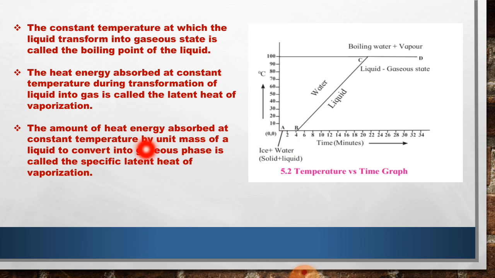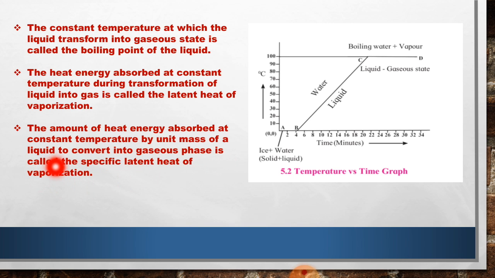यहाँ पे भी देखो, unit mass of liquid. Unit mass आया, that means specific latent heat of vaporization. Let's see the definition once. The amount of heat energy absorbed at constant temperature by unit mass of a liquid to convert into gaseous phase is called specific latent heat of vaporization. Remember the term very nicely.